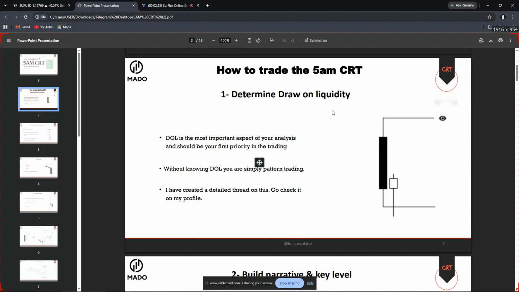Then let's dive in. For you to take trades using the 5 a.m. CRT, you need to understand draw on liquidity. When I say draw on liquidity, what do I mean? If price is closing above the previous day high, we are expecting higher prices. If price is closing below the previous day low, we are expecting lower prices. If price is rejecting the previous day low and closes inside the range, then we are expecting higher prices. And if price is rejecting the previous day high and closes inside the range, then we are expecting lower prices. This is how to determine your draw on liquidity for CRT traders.